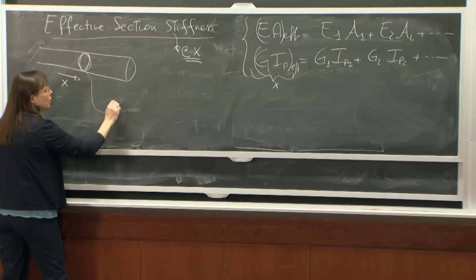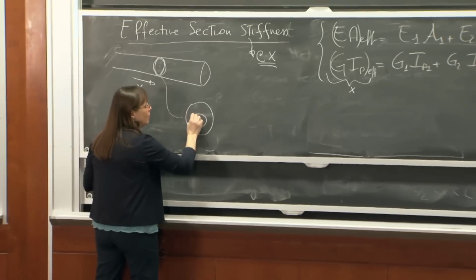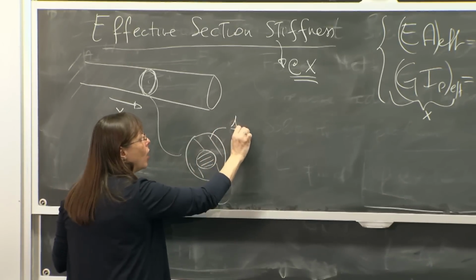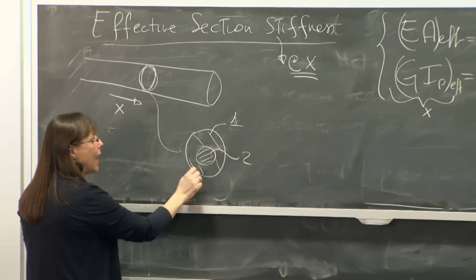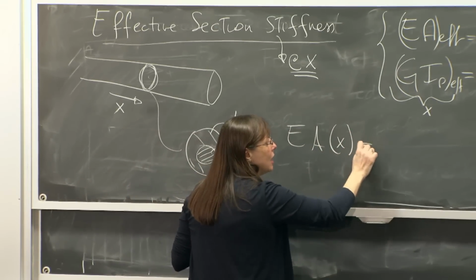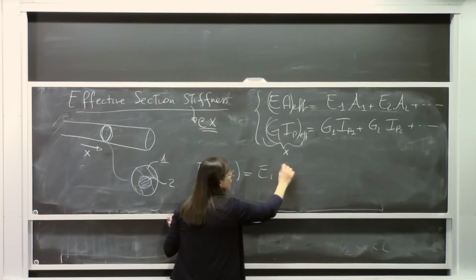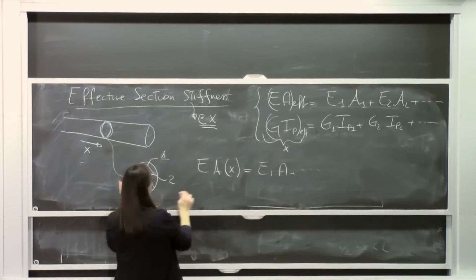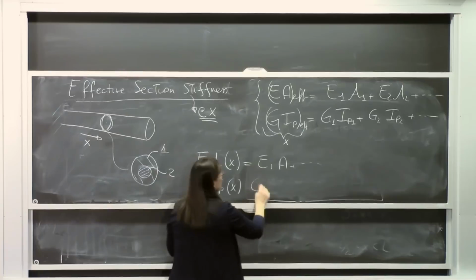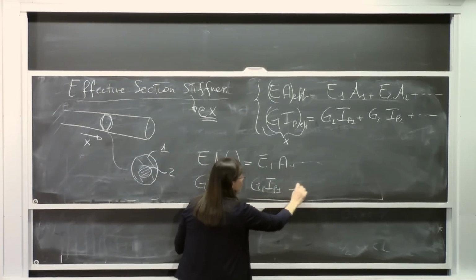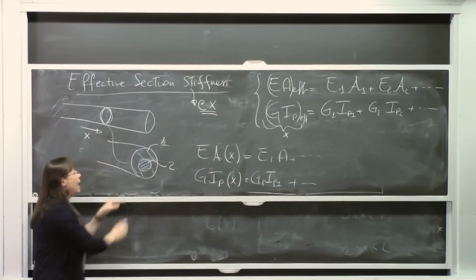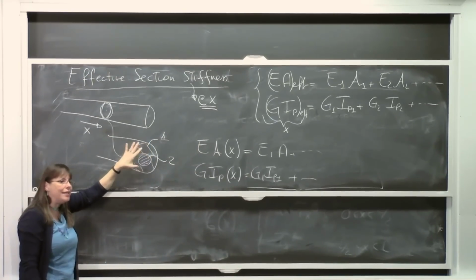I look at the cross-section. And the cross-section may be composite. Maybe the cross-section has two materials, so that this one is material 1, and this is material 2. And at section X, I find EA of X equal to that stuff, E1 A1, plus so on and so forth. And I find GIP of X equal to G1 IP1, plus, et cetera. That equation there applies for the materials and geometry at section X.